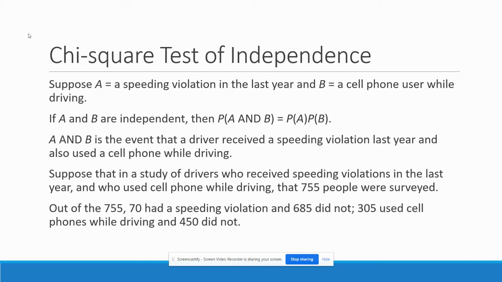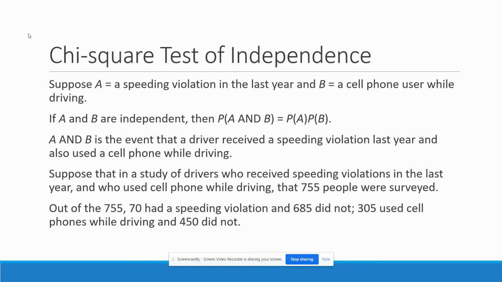So if I want to know if speeding and cell phone usage are independent, then I'm going to use this probability formula that hopefully you might have seen sometime in the past. The probability of A and B equals the probability of A times the probability of B. So what does that mean? It means for me to know if they are independent of each other, I do A times B. Again, A and B is the event the driver received a speeding violation last year and also used a cell phone while driving.